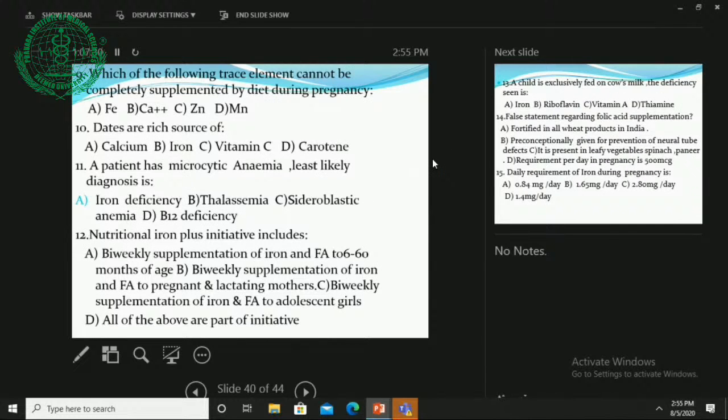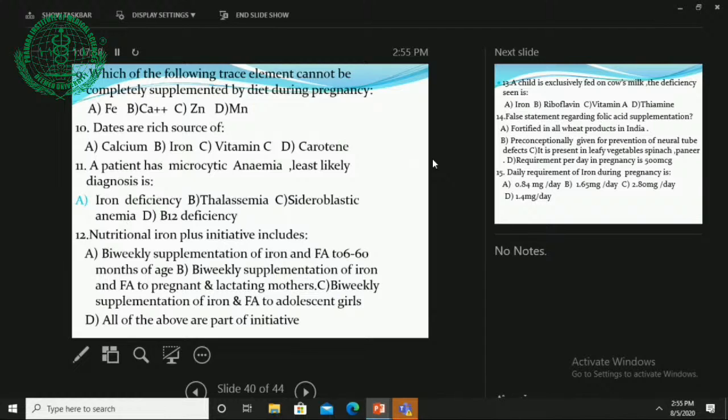Now ninth MCQ: which of the following trace elements cannot be completely supplemented by diet during pregnancy? The options are iron, calcium, zinc and magnesium. Out of that it is iron. So during pregnancy you need to give iron and folic acid supplementation to the mother. Improvement in diet is not going to fulfill her requirements.